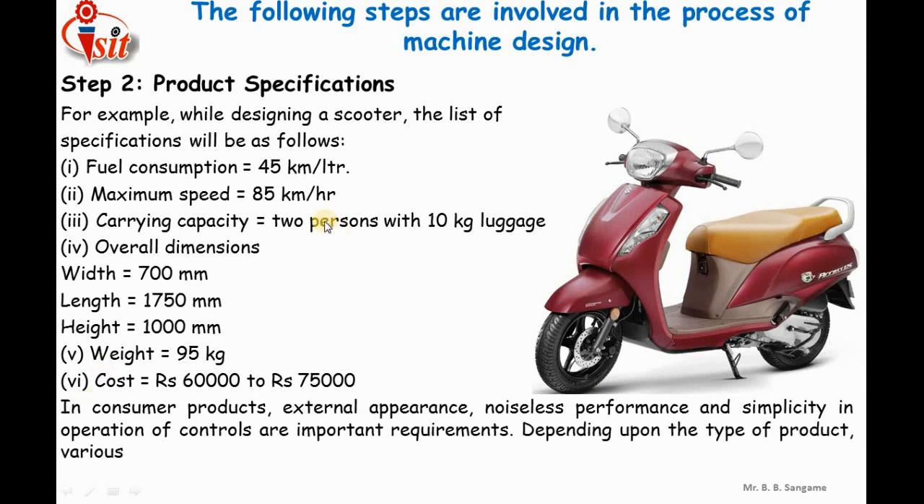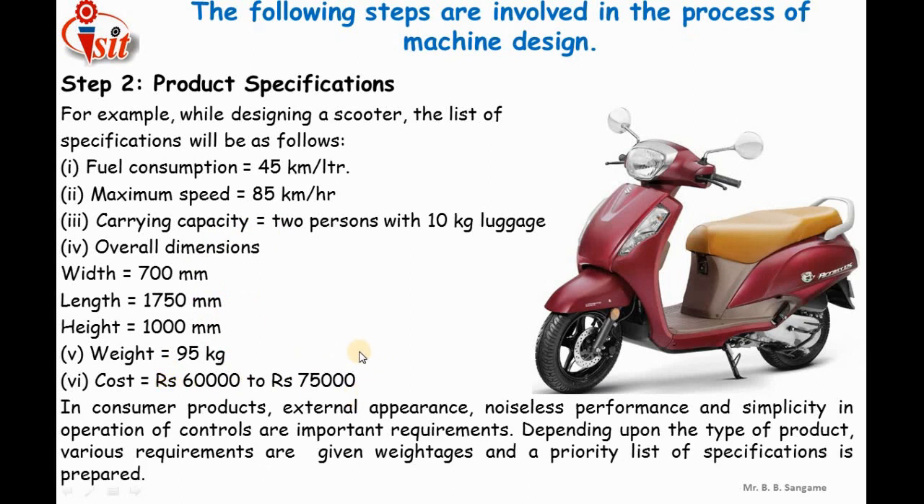Every specification, or whatever the need of the customer that is converted in terms of specification, is ultimately related with the cost. If the number of specifications goes on increasing, the cost is ultimately going to increase. Okay, and cost is also part of the product specification. In consumer products, the external appearance, meaning color, form, and shape factors, are also important for the customer. Noiseless performance and simplicity in operation of controls are important requirements. Depending upon the type of product, various requirements are given weightages, and a priority list of specifications is prepared accordingly.